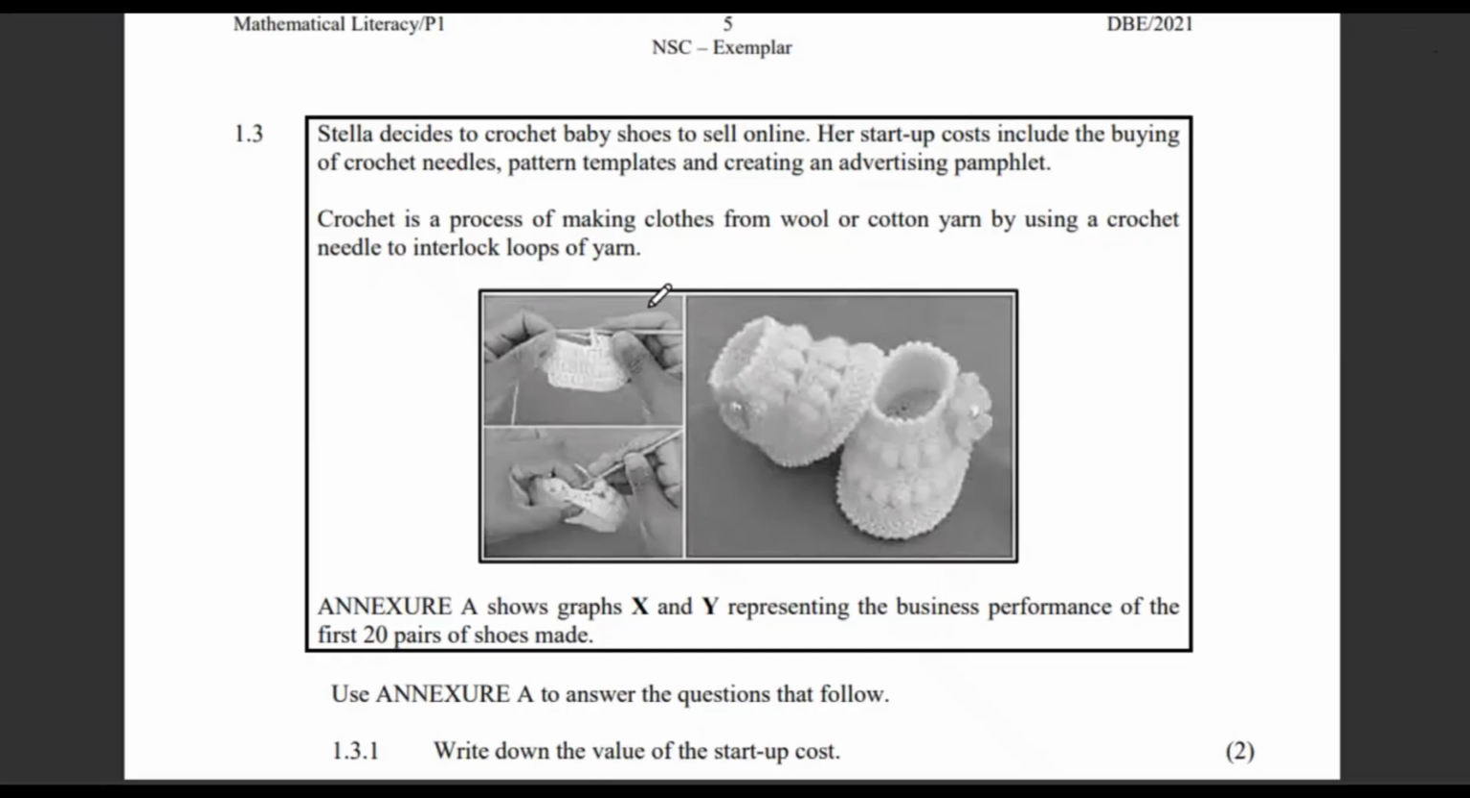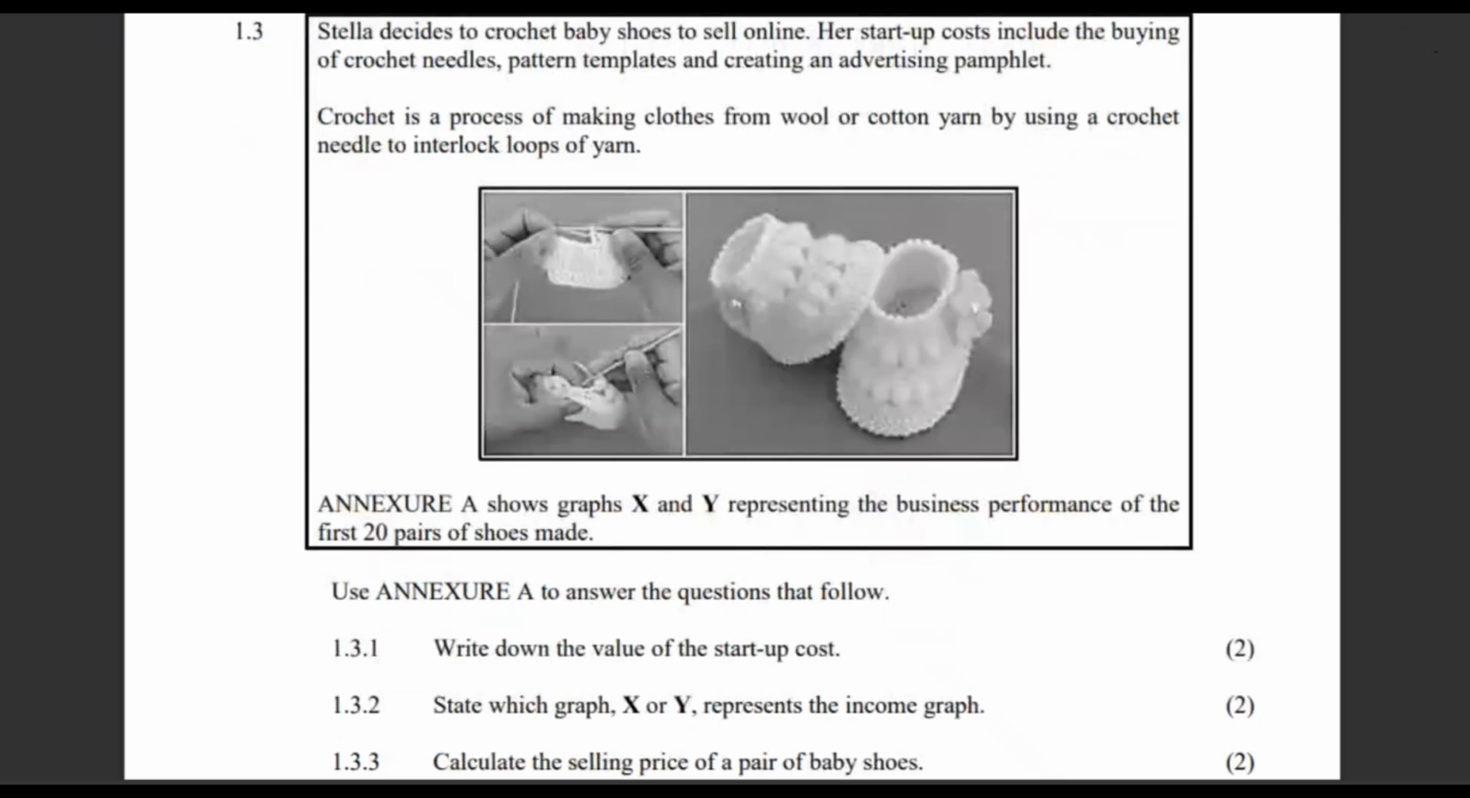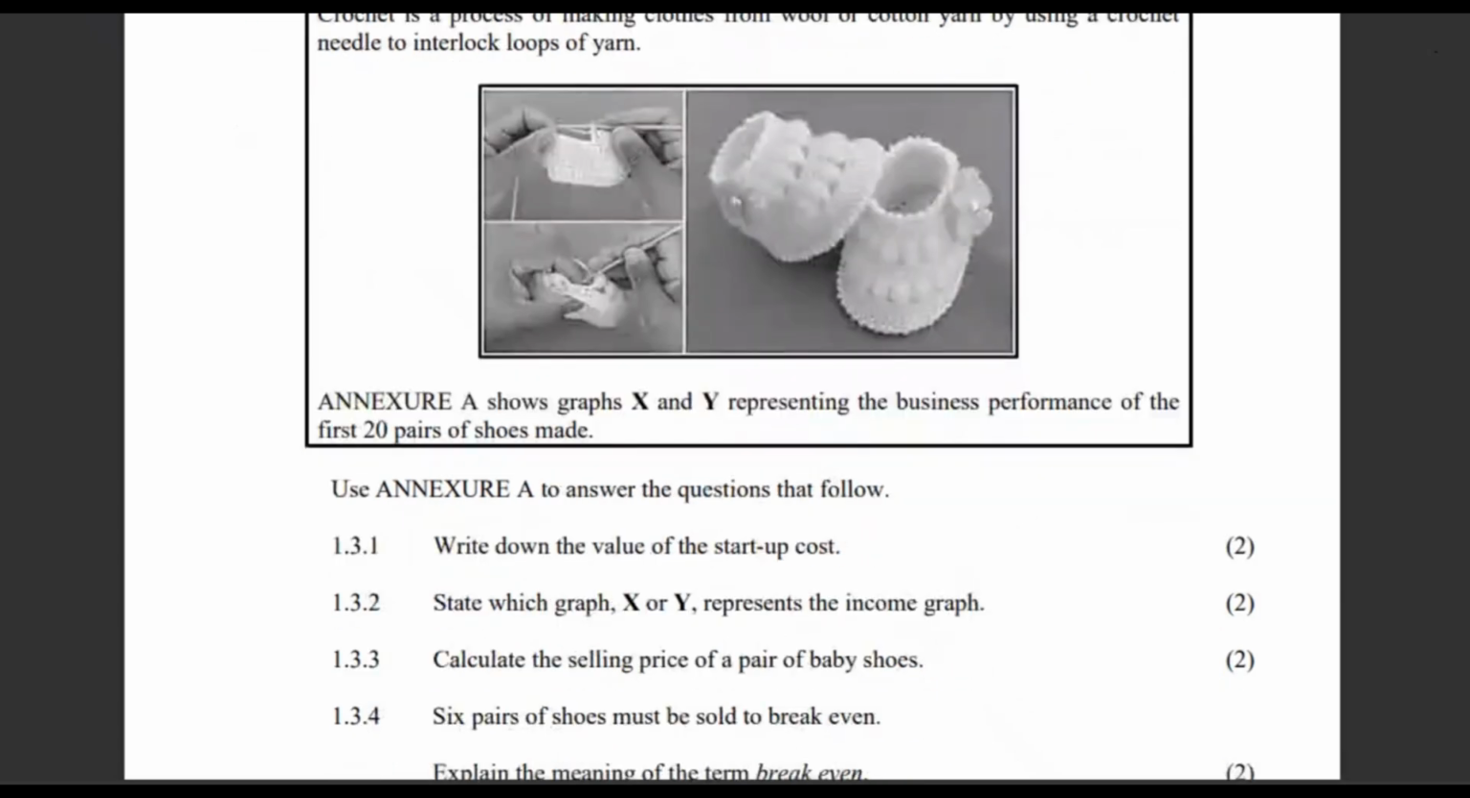All right. Stella decides to show the baby shoes to sell online. A startup costs include buying of the needle, the template, and everything. They never mentioned any values there. The process of making clothes, yeah, the knitting and what.